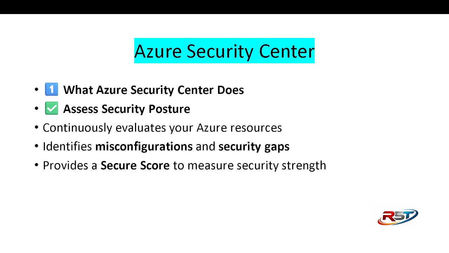So what does Azure Security Center do? It assesses security posture: it continuously evaluates your Azure resources, identifies misconfigurations and security gaps, and provides a secure score to manage the security strength. Based on that score, we have to check and work. If any misconfigurations or security gaps are there, we need to verify them. Continuously it evaluates your Azure resources.